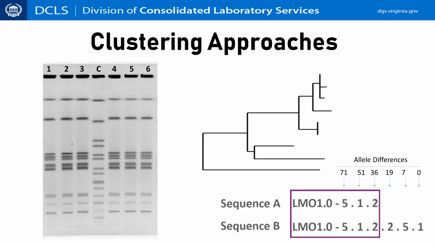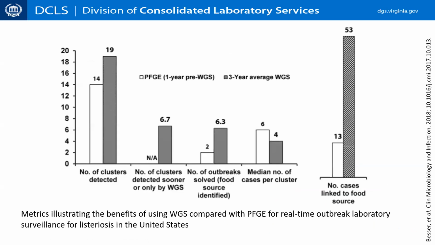Whereas with whole genome sequencing, we're starting to build these phylogenetic trees or allelic code differences, but it's still the same sort of approach. We're looking at genetic similarity instead of looking at how it reacts to an enzyme. We're looking at the actual nucleotide data itself and drawing these inferences. But nonetheless, it's still a clustering approach.